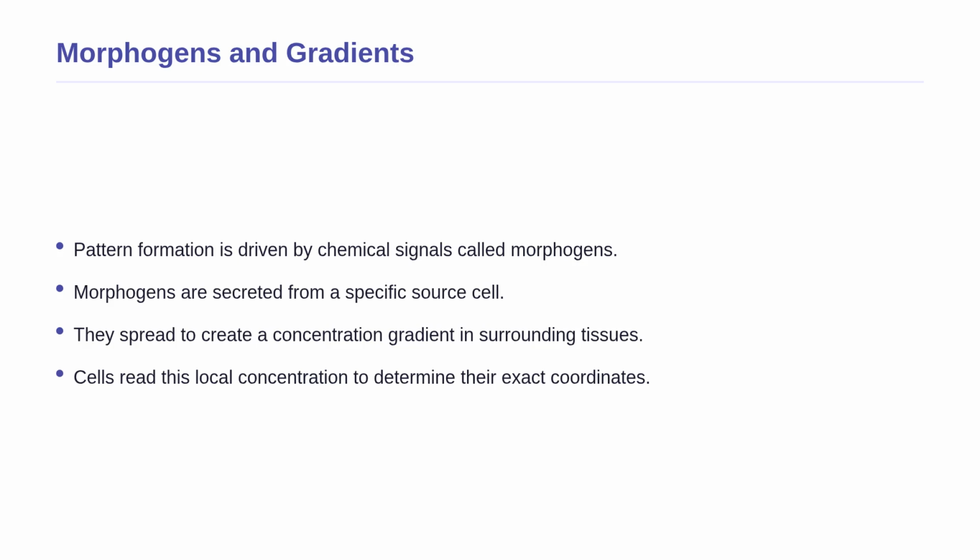So, how do cells actually receive these coordinates? At the cellular level, pattern formation is largely driven by chemical signals called morphogens. These morphogens are secreted from a specific source and spread through the surrounding tissues. As they spread, they create a concentration gradient. This means cells closer to the source receive a high dose of the signal, while cells further away receive a lower dose. By reading this local concentration, each cell determines its exact physical coordinates within the embryo and activates the specific genes required to become the correct body part.